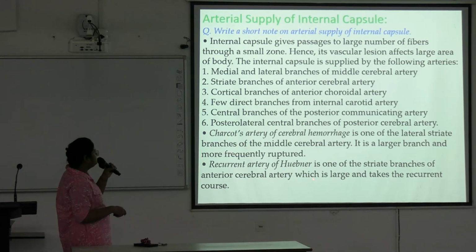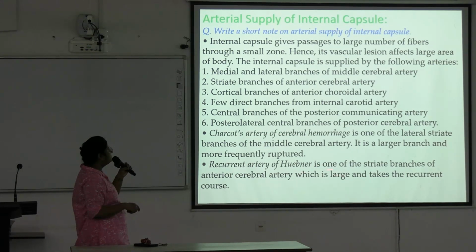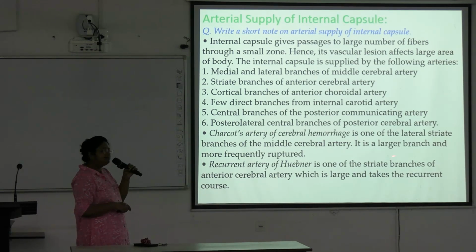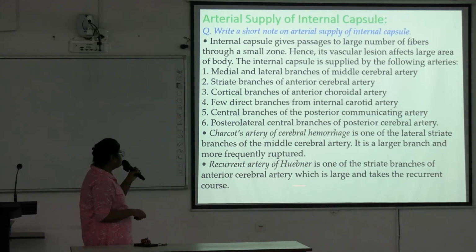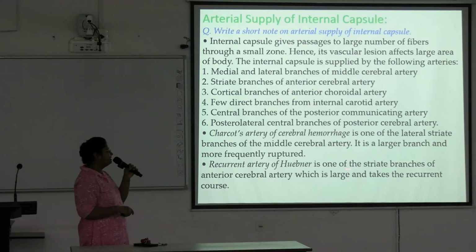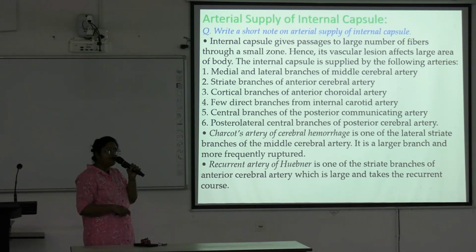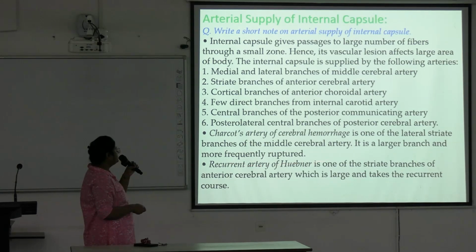These two arteries are important: Charcot's artery of cerebral hemorrhage and recurrent artery of Hubner. Charcot's artery of cerebral hemorrhage is one of the lateral straight branches of middle cerebral artery, and it is a larger branch and more frequently ruptured. And recurrent artery of Hubner is one of the straight branches of anterior cerebral artery, which is large and takes a recurrent course. That's why the name is given, recurrent artery of Hubner.